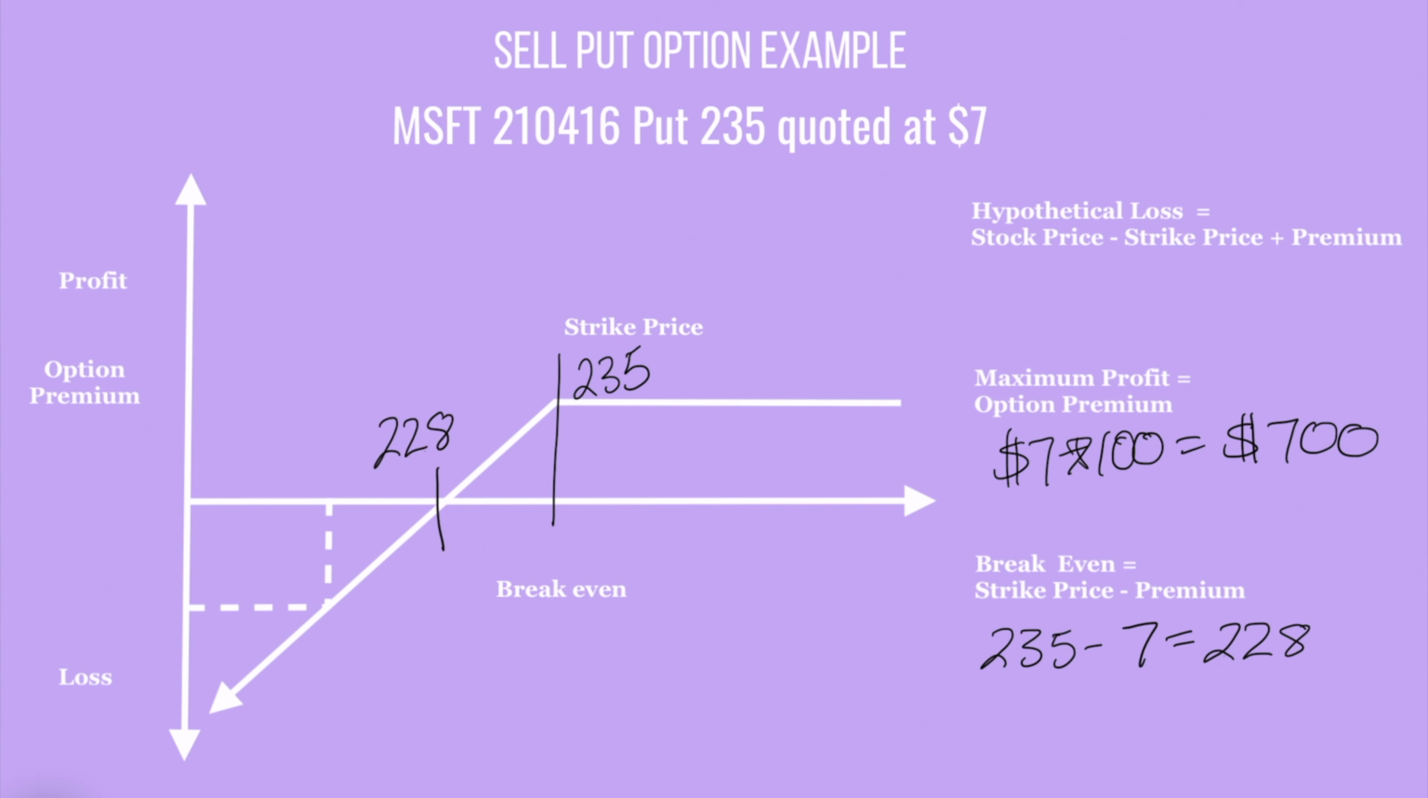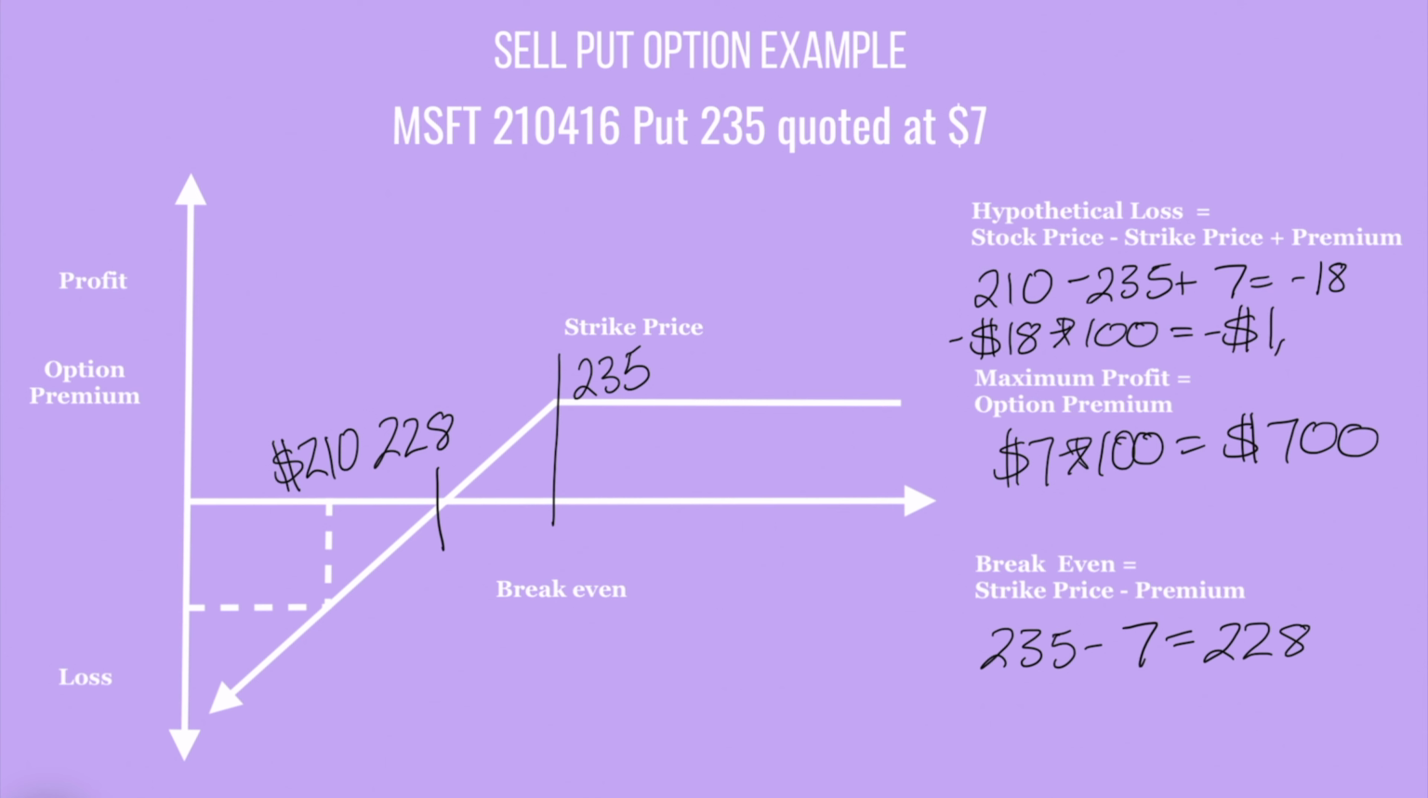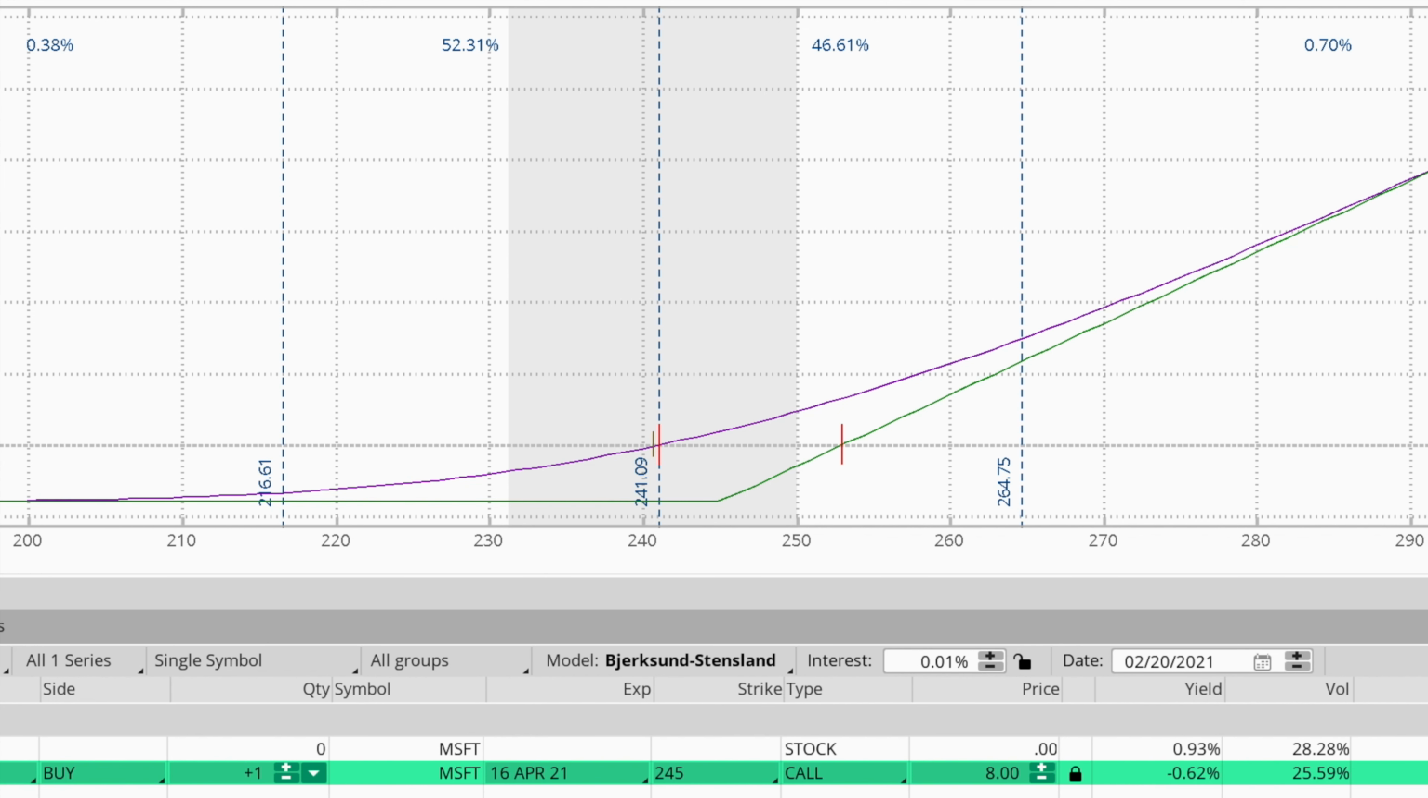And again, since you're selling an option, the amount you can lose is unlimited. But let's just take the same scenario as last time and pretend that the stock fell to $210. So in this situation, your loss would be your stock price, $210, minus strike price, $235, plus premium, $7, and that's going to give you a loss of $18 per share. So your total loss would be $18 times 100 shares, and that's going to give you a total loss of $1,800.